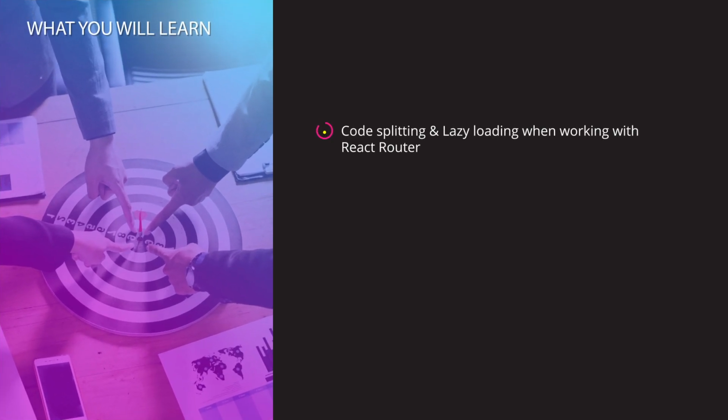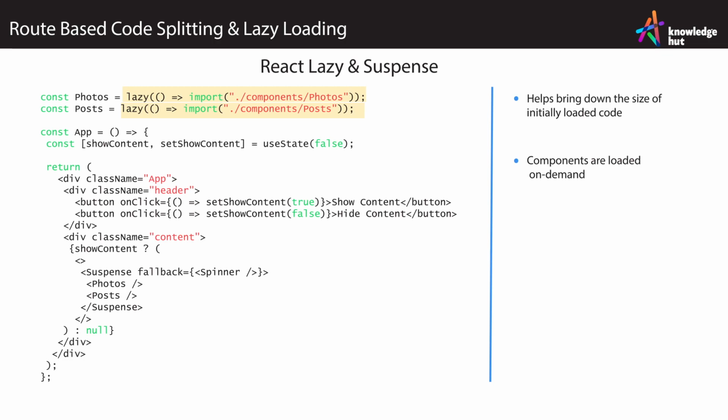In this video, we'll look at implementing code splitting and suspense when working with React Router. We'll once again use the lazy function and the suspense component, and we'll also briefly discuss the loadable components package. Let's begin. In the previous video, we implemented code splitting using dynamic imports and the React.lazy function. We also used the suspense component to render a fallback while the component code loads up.